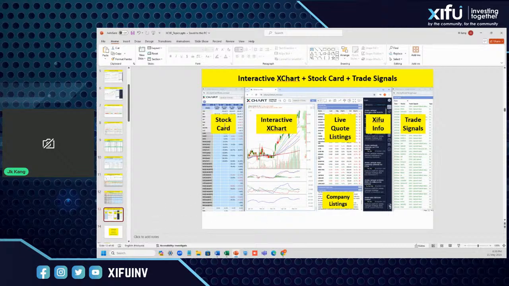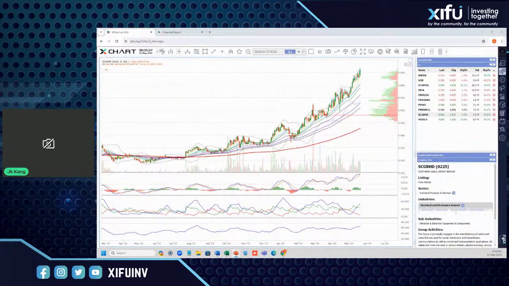By the way, all these are static slides on the PowerPoint. Let me run through everything live. As you can see over here, this is the live chart you see on the XChart on Seafood when you log in.